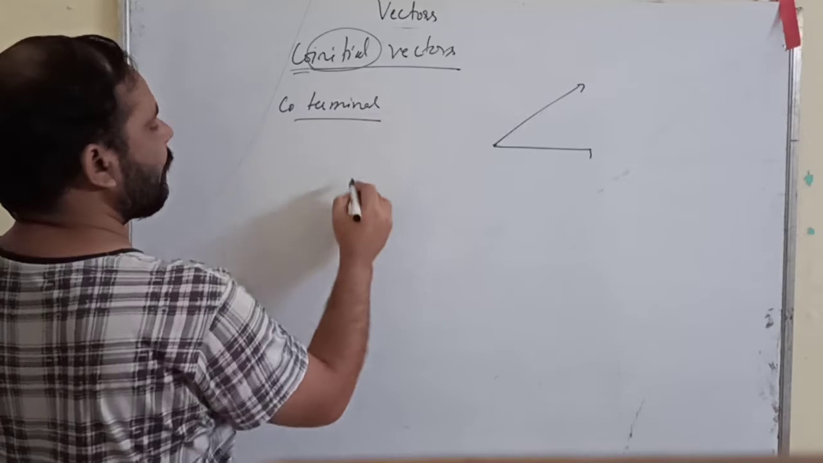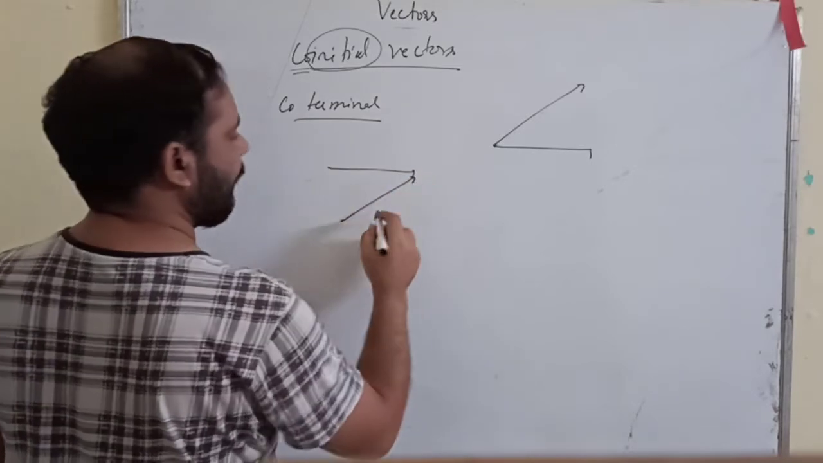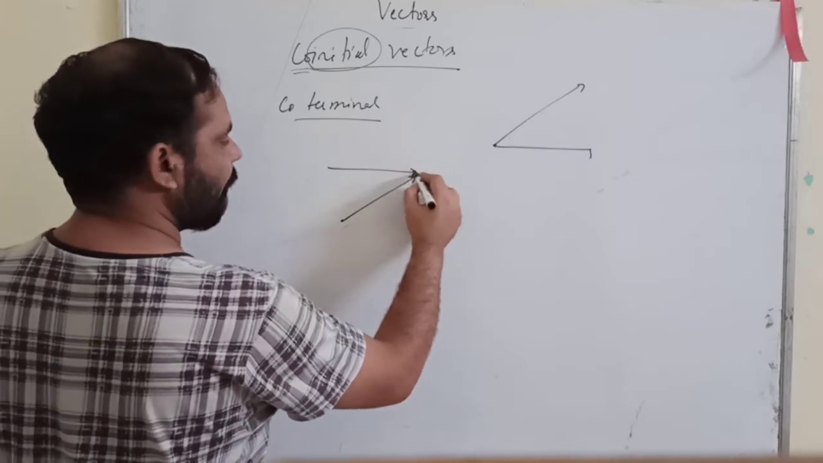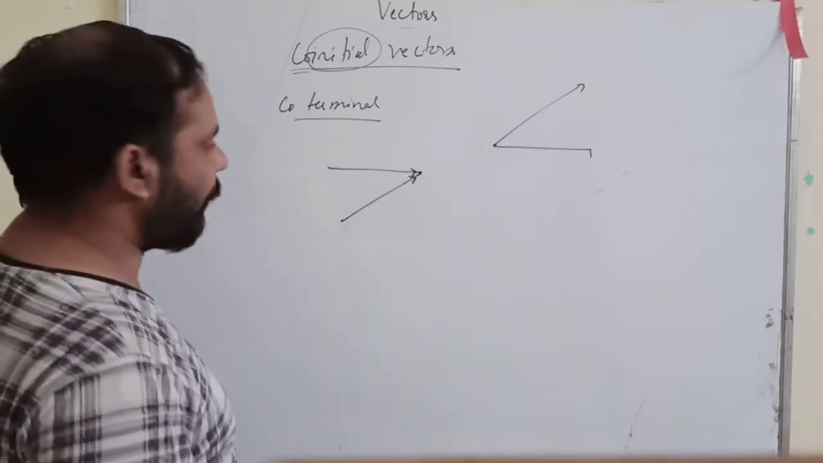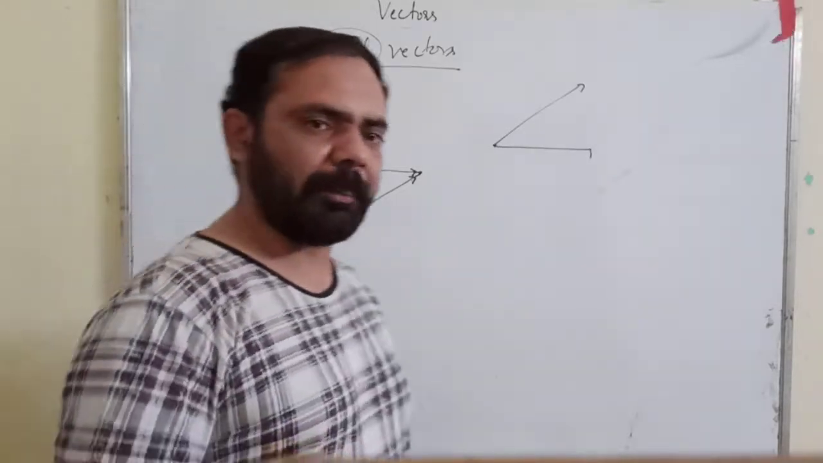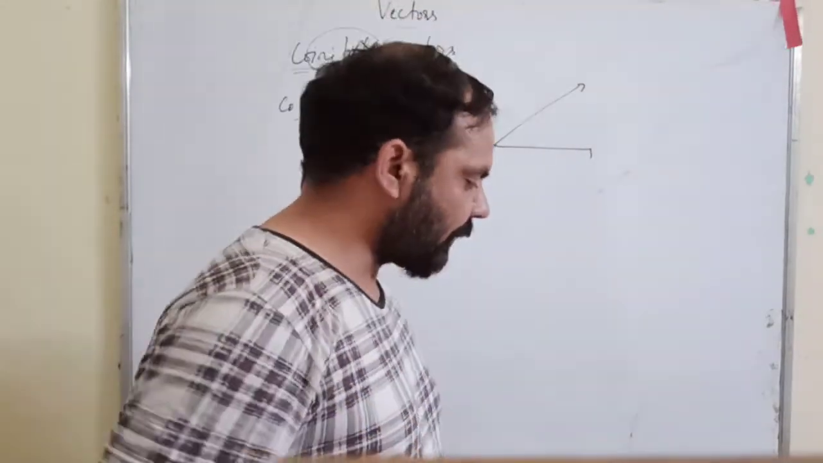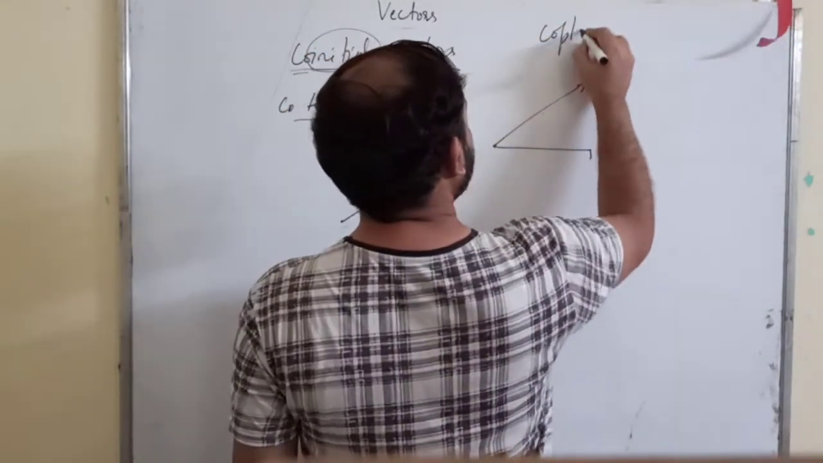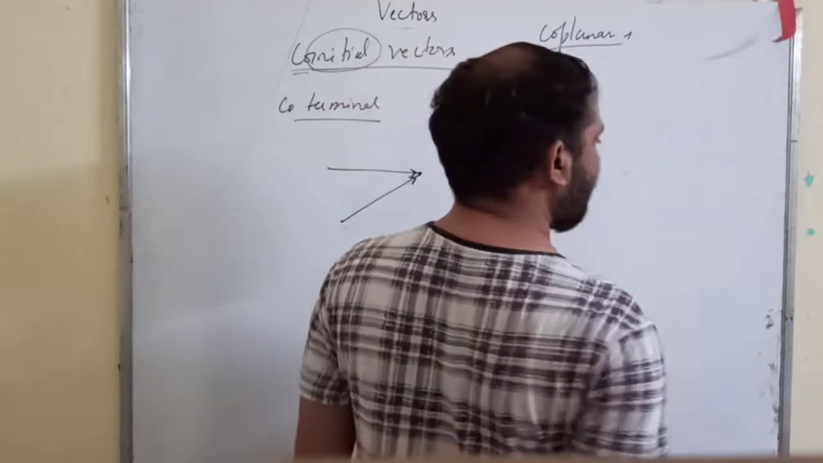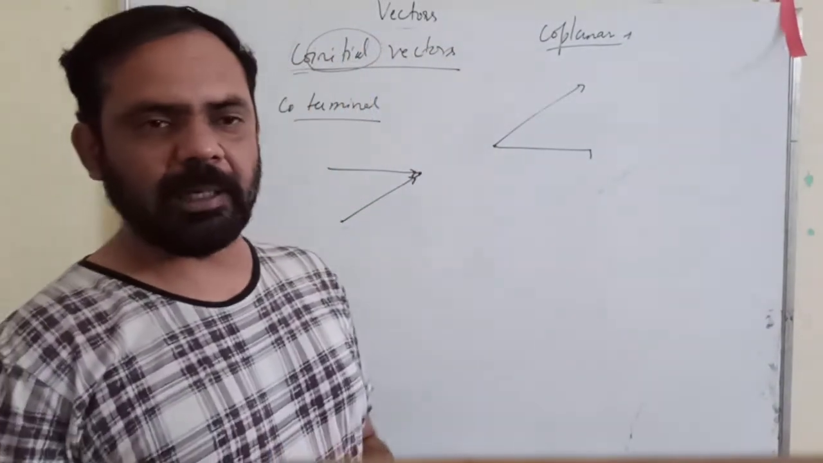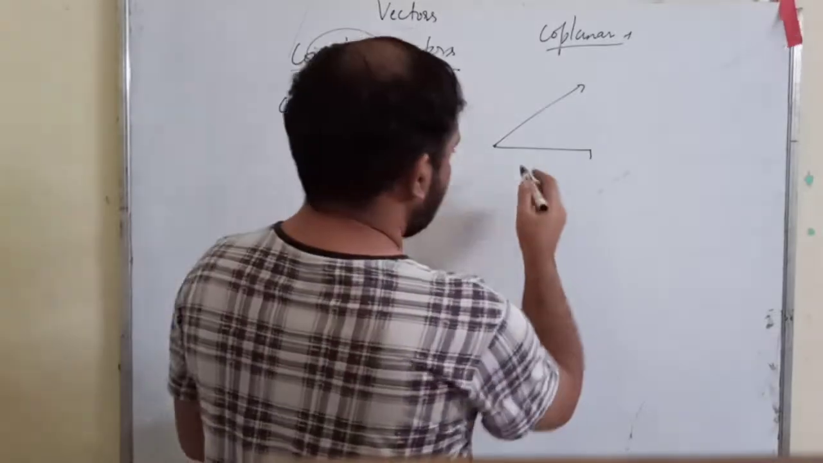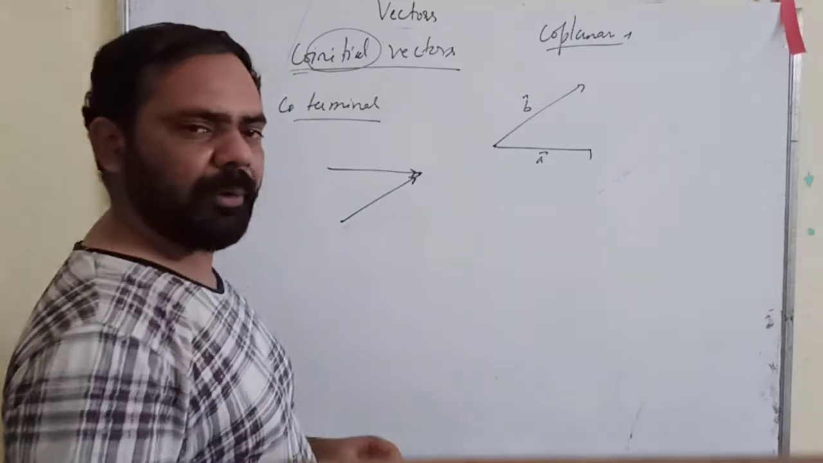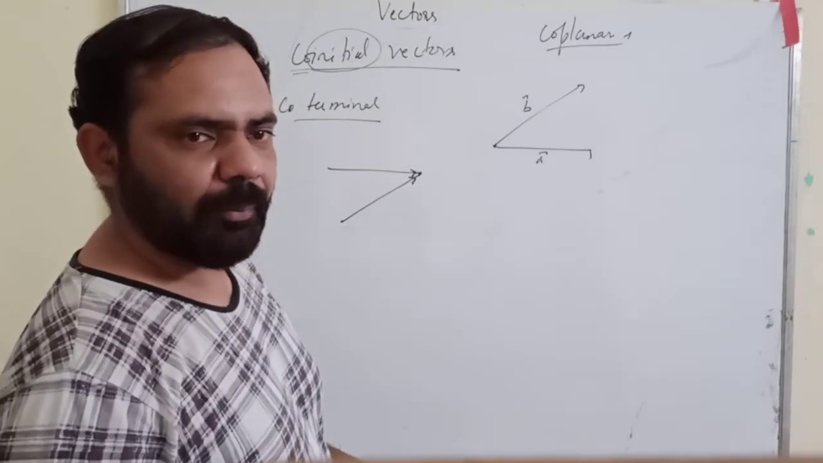Co-terminal. What are co-terminal? One vector and the other vector. This arrow is the terminal point. So they have the same terminal point, so they will be called co-terminal vectors. Then we have a term called coplanar. Coplanar vectors: vectors in the same plane. Suppose these two vectors, A vector, B vector, are both on the plane of the board. So they are coplanar vectors.